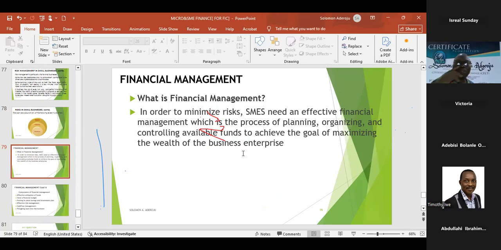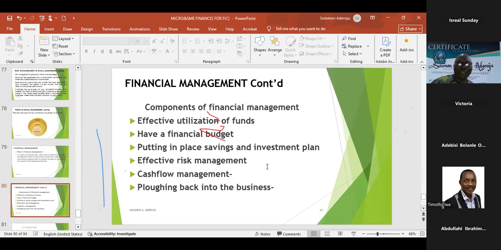So, components of financial management: there must be effective utilization of funds. The company must have a financial budget, put in place savings and investment plans, and effective risk management. Cash flow must also be managed so that it will not fly away. And plowing back into the business will also assist that company to grow. So this is the end.